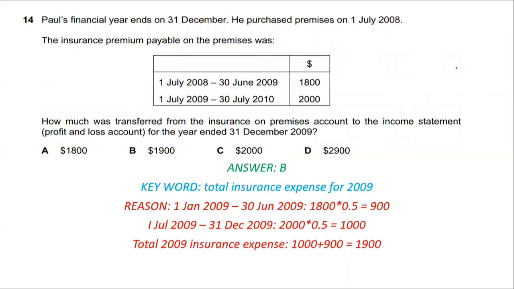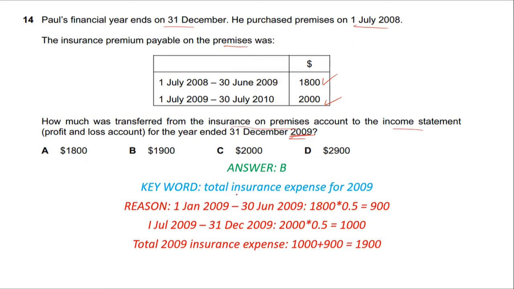Multiple choice 14. Paul's financial year ends on 31st December. He purchased premises on 1st July 2008. The insurance premium payable on premises was, so he has always been paying 1 year of insurance premium. From 1st July 2008 to 30th June 2009, he paid $1,800. From 1st July 2009 to 30th June 2010, he paid $2,000. How much was transferred from insurance on premises account to income statement, profit and loss for the year ended 31st December 2009? Dates are very important. Please pay attention to dates in your exam.